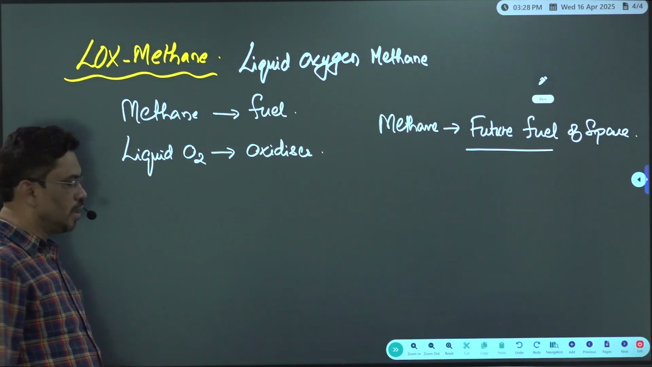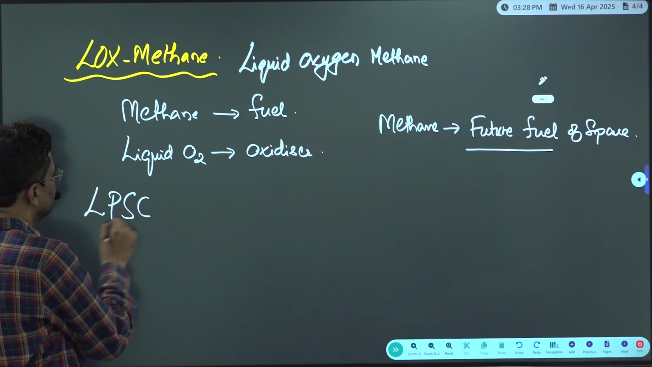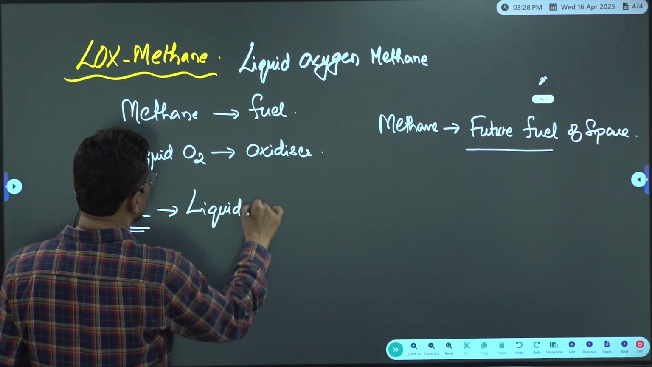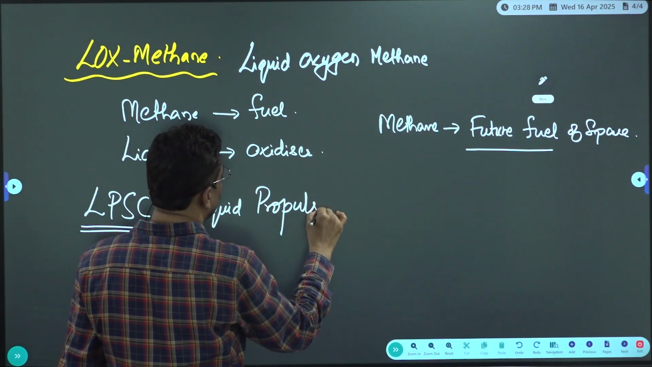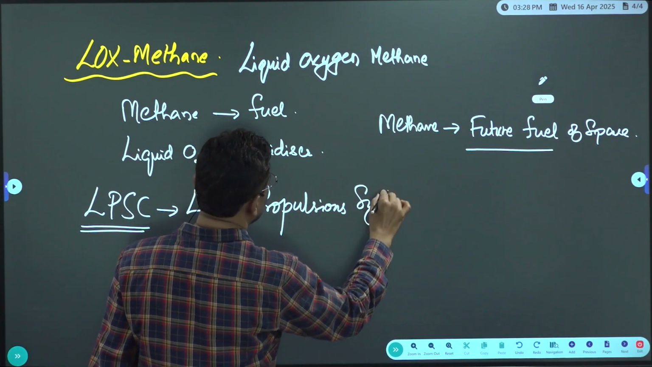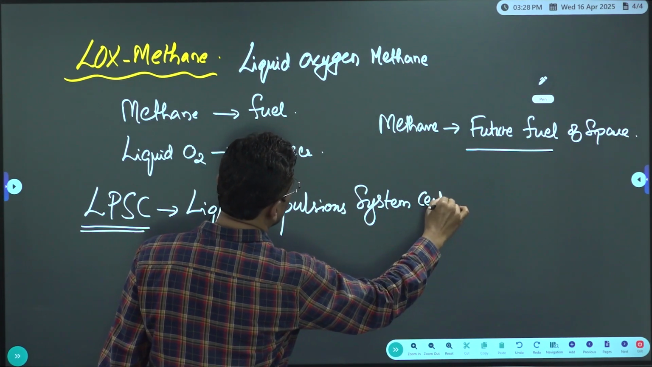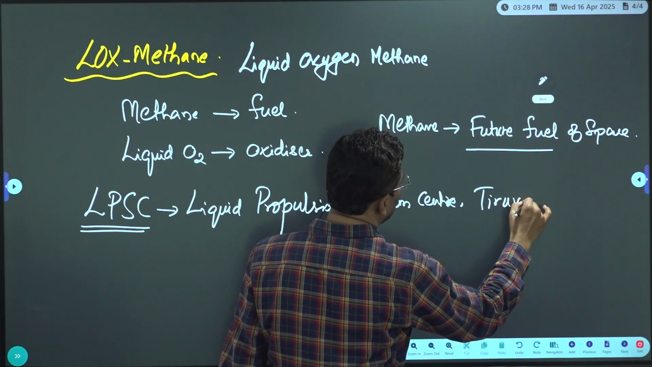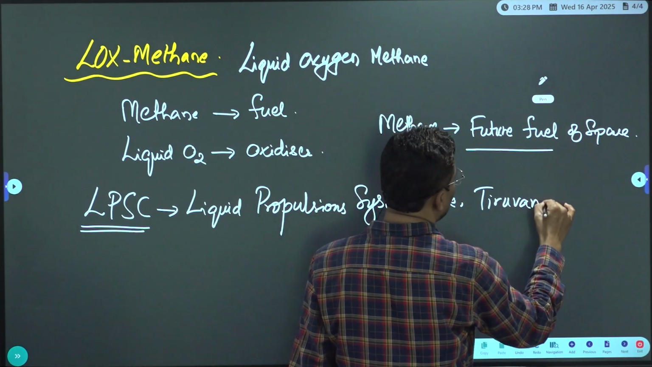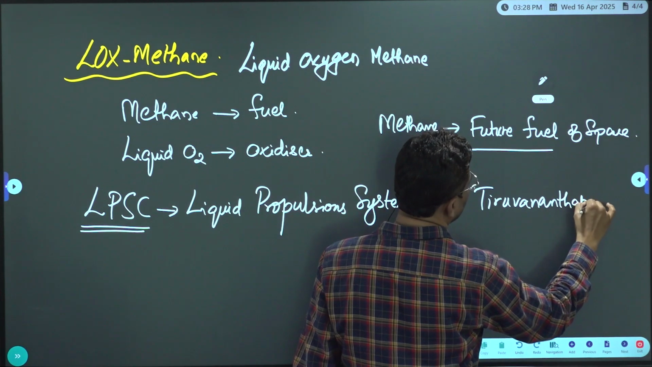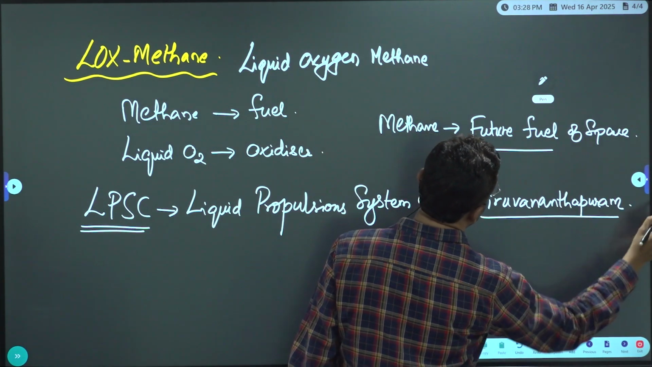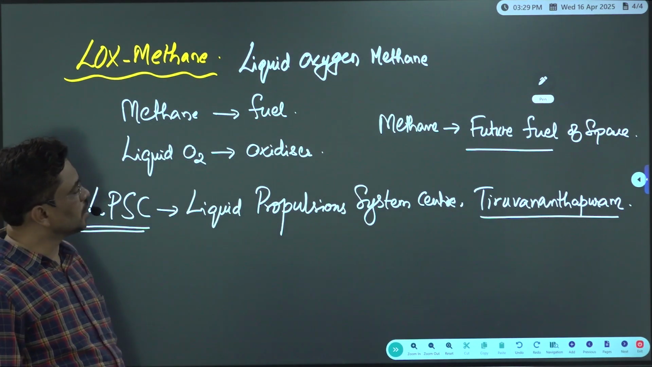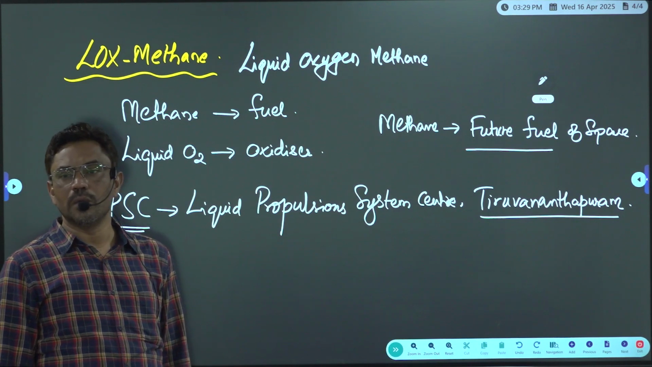Here the LPSC means Liquid Propulsion System Centre, Thiruvananthapuram. LPSC is one of the laboratories of ISRO. That is LPSC, Liquid Propulsion System Centre, Thiruvananthapuram, is developing 2 LOX methane engines.